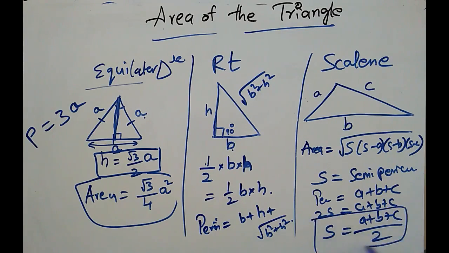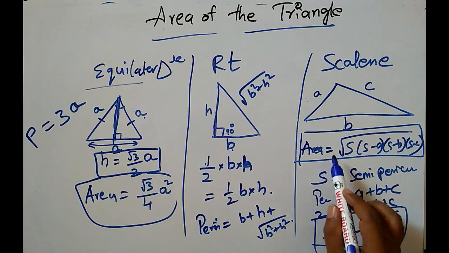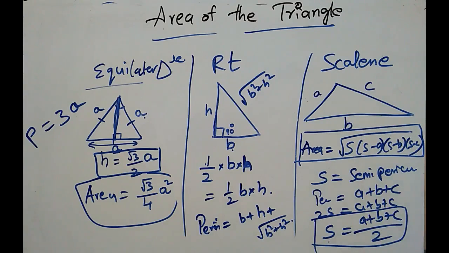So these are the two things you have to remember. Where s is not the perimeter, friends, s is the semi-perimeter or half the perimeter. Area for a scalene triangle is root of s into s minus a into s minus b into s minus c, and these three formulas are very important to solve the area of the triangle.